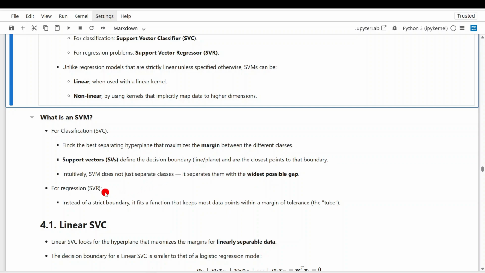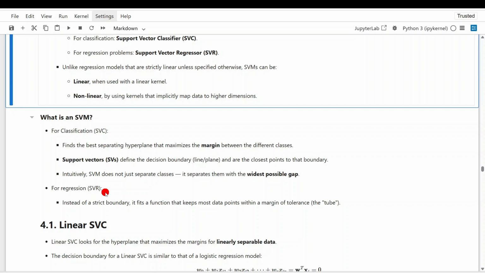And for a regression problem, that is the support vector regressor, instead of finding a strict decision boundary, it tries to find a function that keeps most of the data points within a certain margin of tolerance, which is called epsilon tube. So a support vector machine is in general a non-linear supervised machine learning algorithm, but it can also be linear.